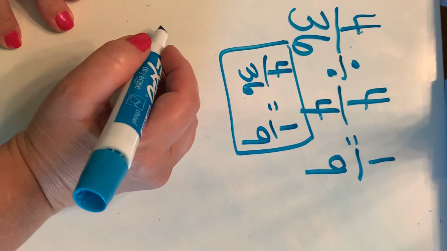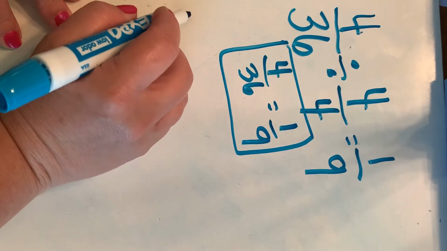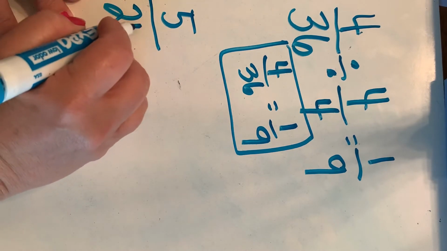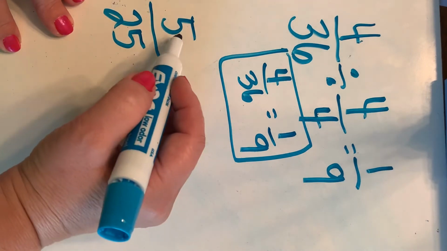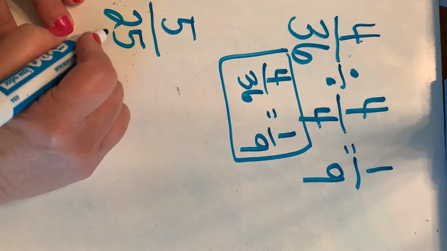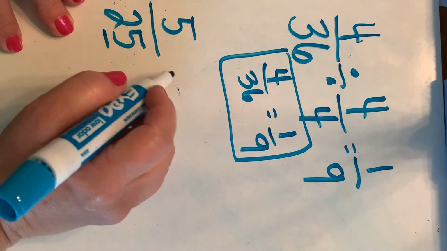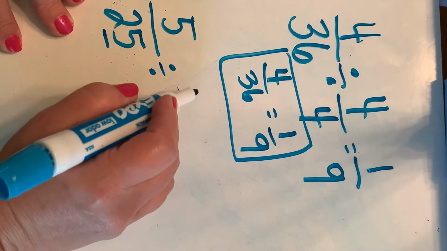I'm going to do several examples with you because that's the way we learn. Let's go 5 into 25. Now, 5s are a little bit easy because we all know that all of our 5s times table end in a 0 or a 5. So now we know. Will our numerator go into our denominator? Yes, because 5 will go into 25.